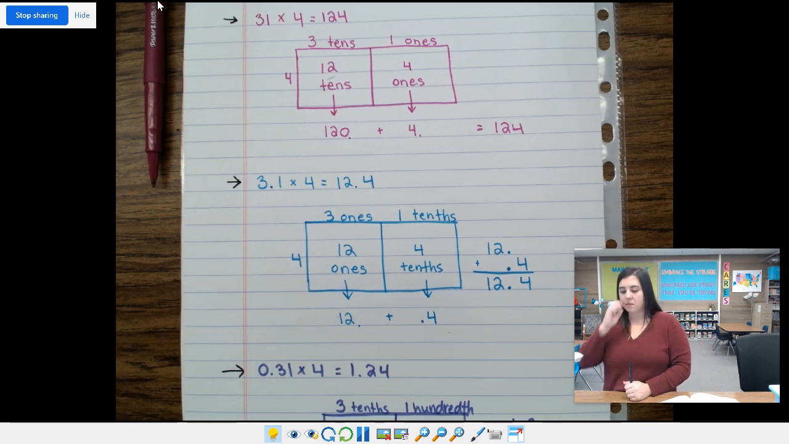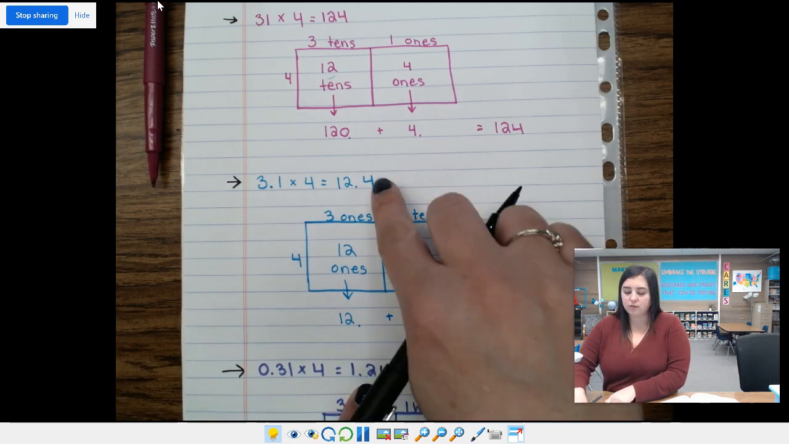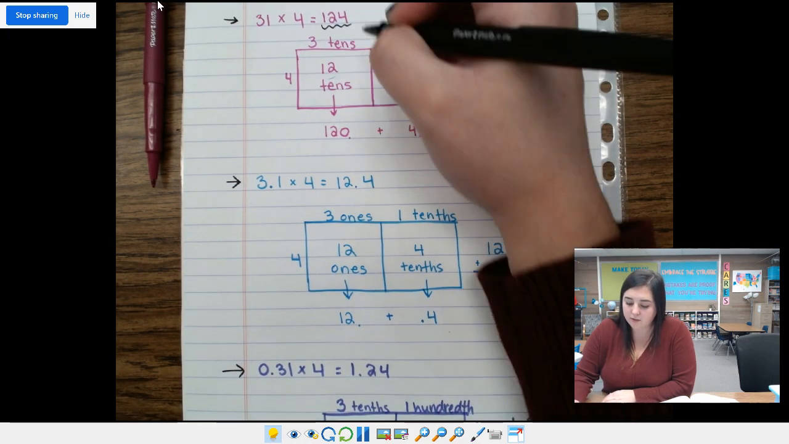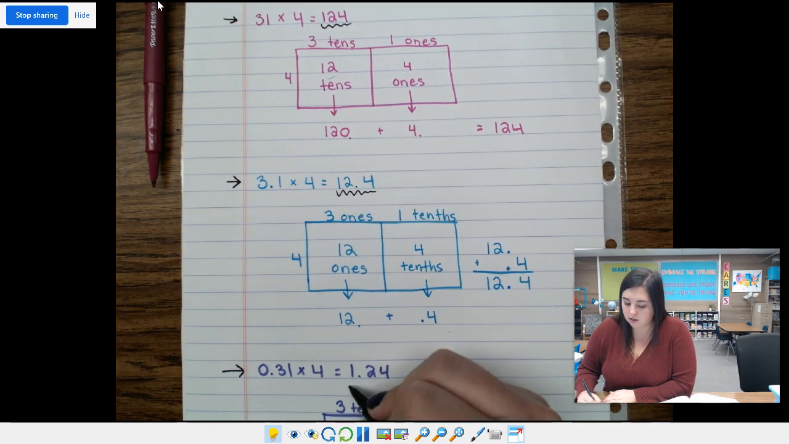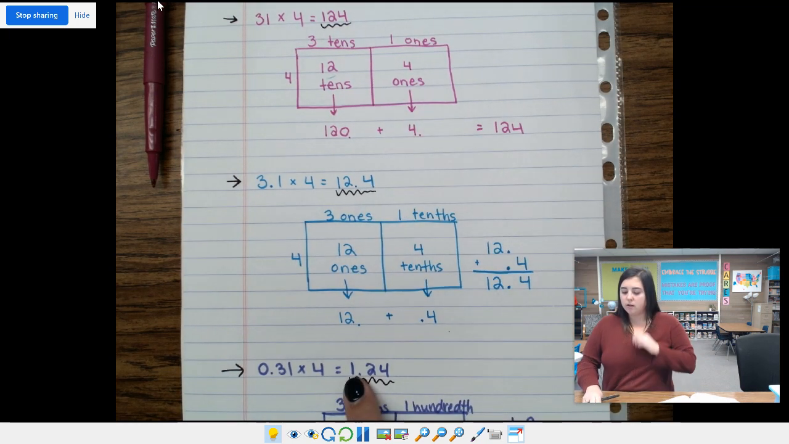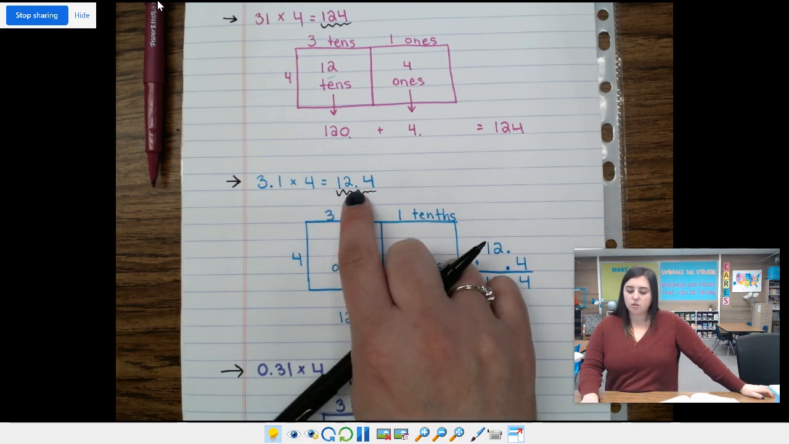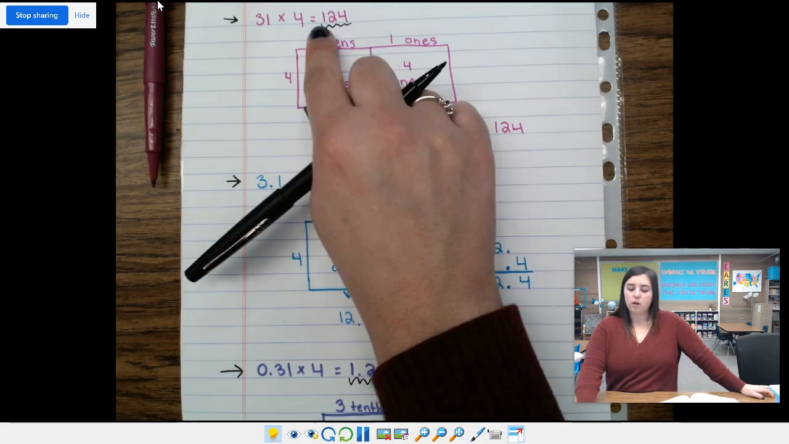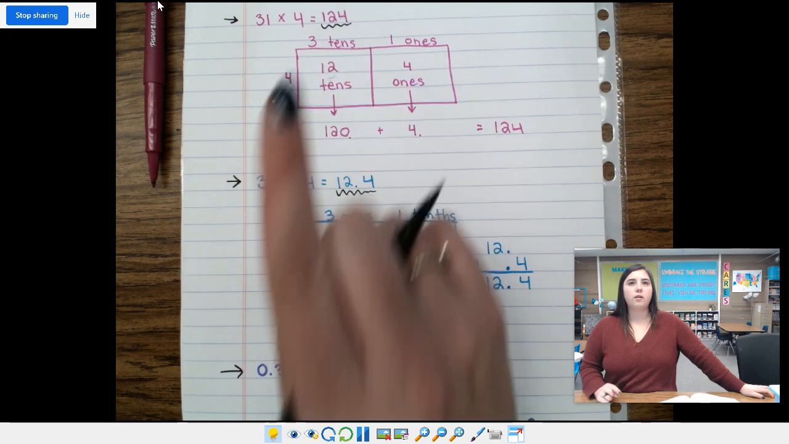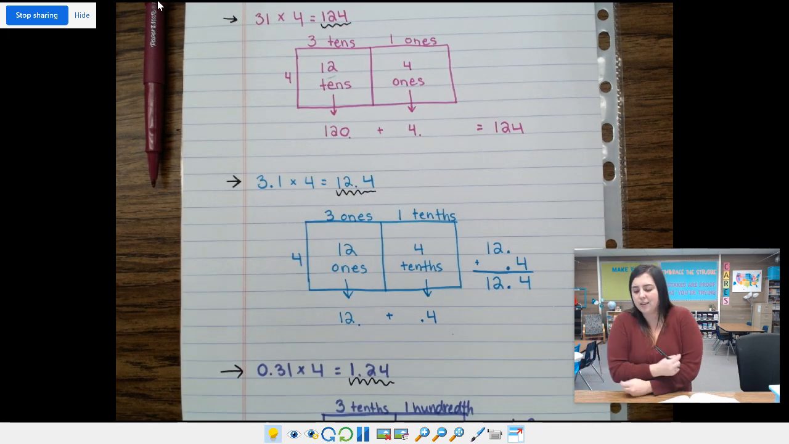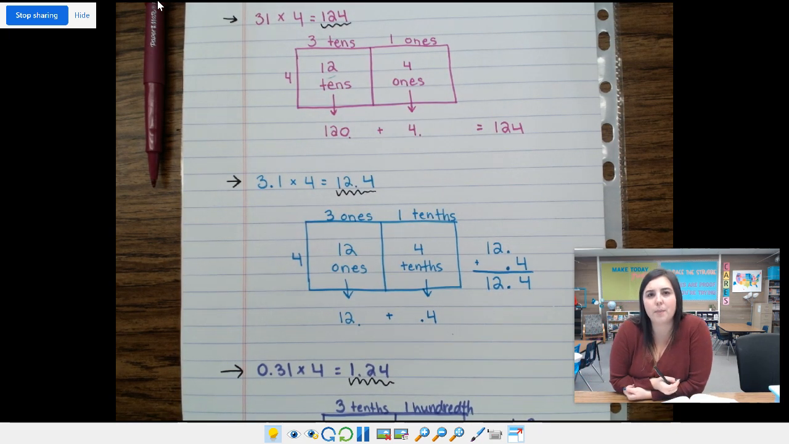Well, I'm noticing on each of these answers here, I have the same digits. It is 1, 2, and 4. But they're not the same answers. What's different about these 3 answers? What do you notice?